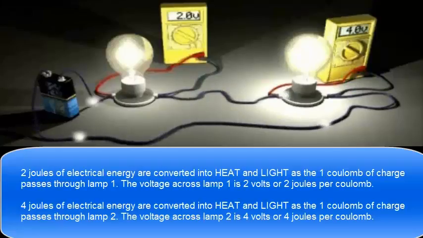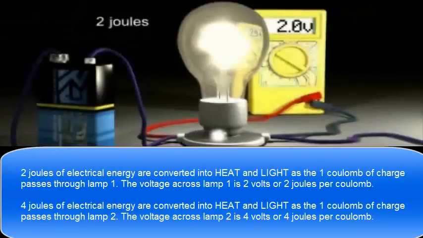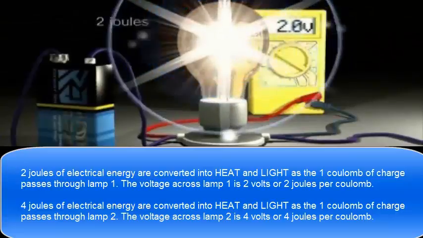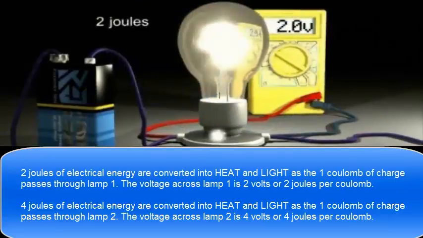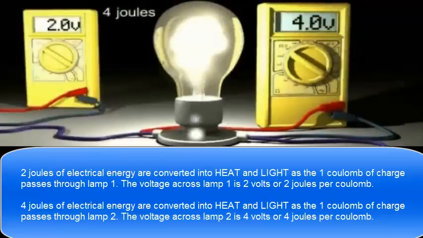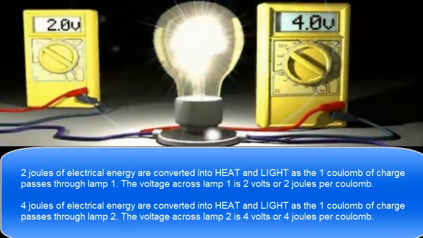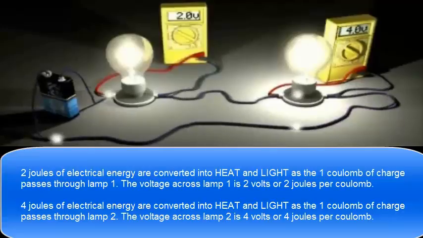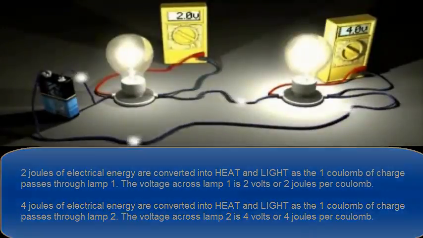2 joules of electrical energy are converted into heat and light as the 1 coulomb of charge passes through lamp 1. The voltage across lamp 1 is 2 volts, or 2 joules per coulomb. 4 joules of electrical energy are converted into heat and light as the 1 coulomb of charge passes through lamp 2. The voltage across lamp 2 is 4 volts, or 4 joules per coulomb.